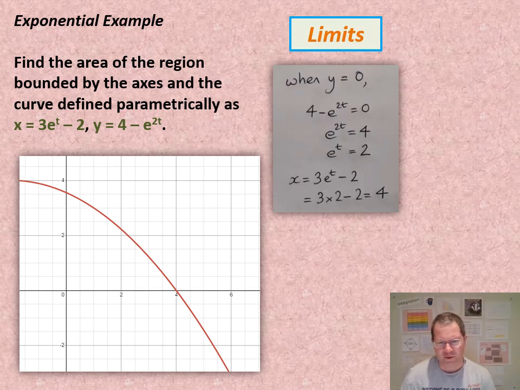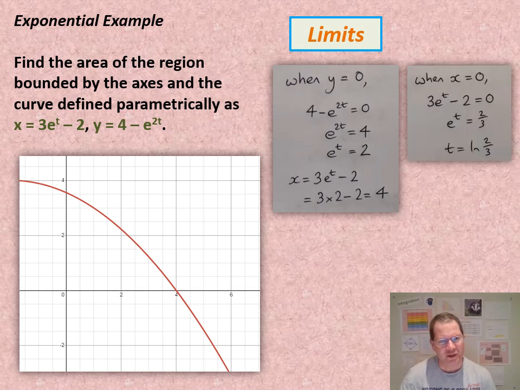But of course, we can check that by solving it properly. So we can find for definite where it crosses the x-axis by putting y equal to 0. And when we do that, we get 4 minus e to the 2t equals 0. Hence, e to the 2t is 4. And square rooting, e to the t is equal to 2. Hence, x, which is 3e to the t minus 2, is the same as 3 times 2 take 2, which indeed does equal 4. So we've got 0 and 4 for our limits for a and b.